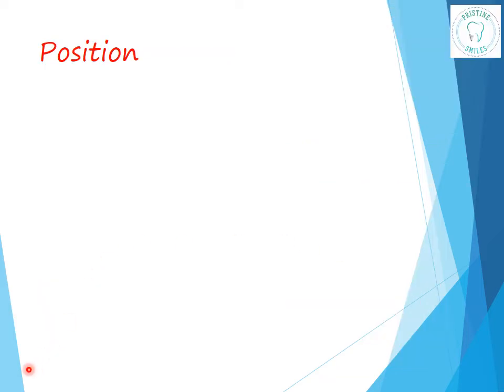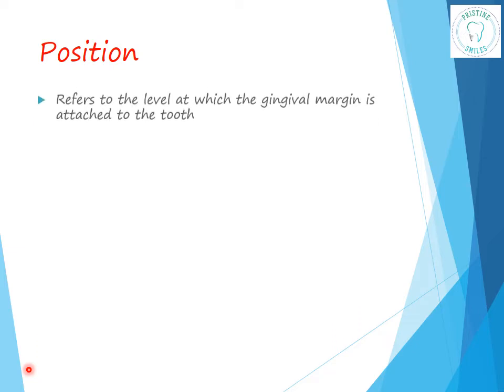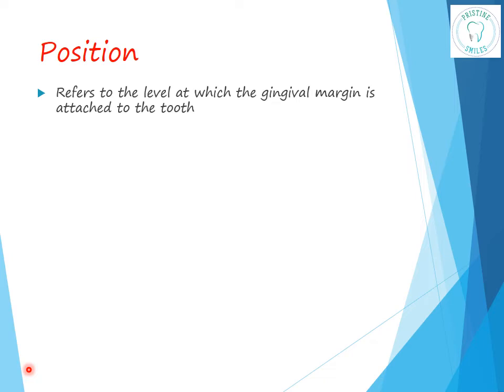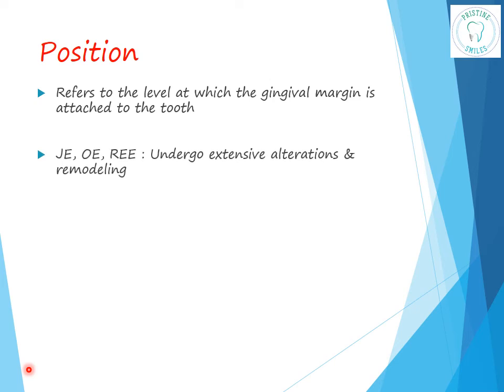Position. Position refers to the level at which the gingival margin is attached to the tooth. As the tooth erupts, the margin and the sulcus are at the tip of the crown. As eruption progresses, the margin and the sulcus move closer to the root. During eruption, there is remodeling occurring in the junctional epithelium, outer epithelium and reduced enamel epithelium.